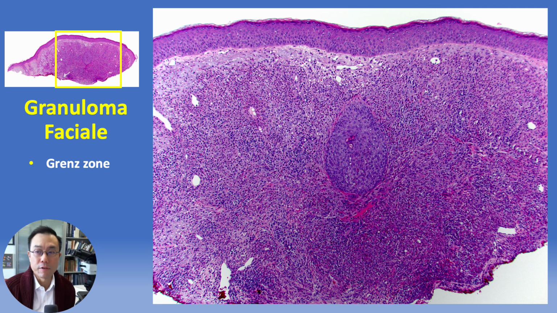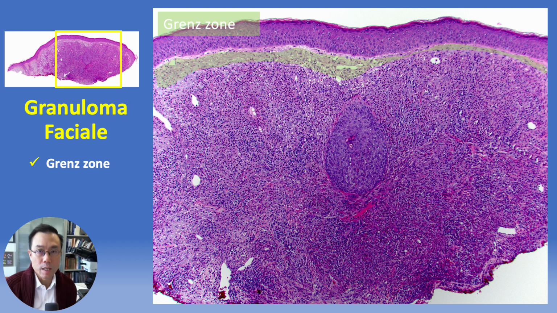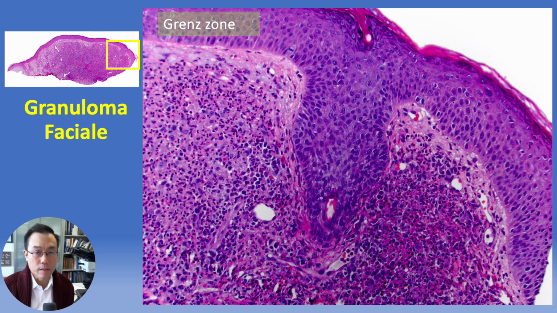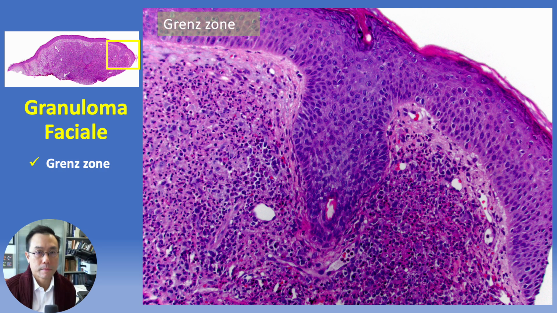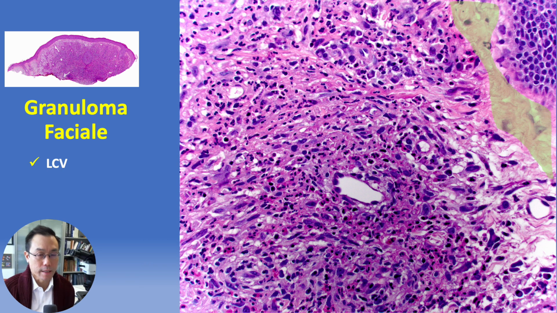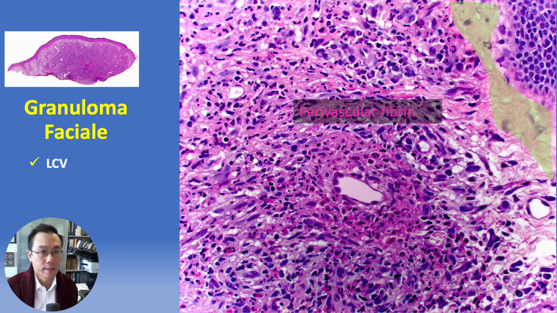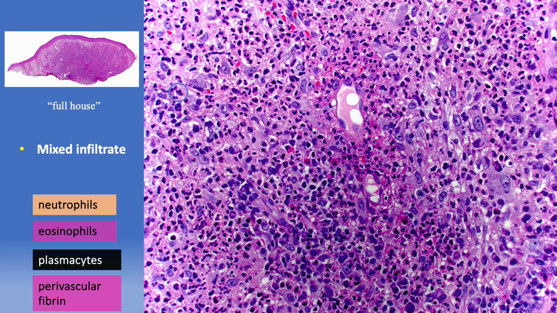Very characteristic, however, is the profile from scanning magnification with a dense mixed inflammatory infiltrate, with a zone of subepidermal sparing or Grenz zone. That includes adnexal epithelium, such as the sweat duct shown here. And within the dense mixed infiltrate, variable changes of leukocytoclastic vasculitis are seen, including perivascular fibrin, in concert with neutrophils and nuclear dust, but all of this is amidst a mixed infiltrate with eosinophils and plasma cells.